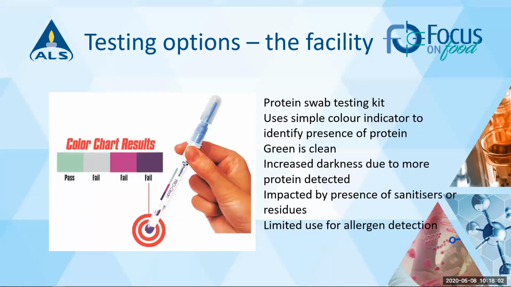Next, you have a protein swab kit, which again, you probably use post-cleaning. It has the same advantages and disadvantages really as the ATP method. It's just a slightly different process. It works on a color basis. If it's green, it's okay. And then darker levels indicate the presence of more protein.